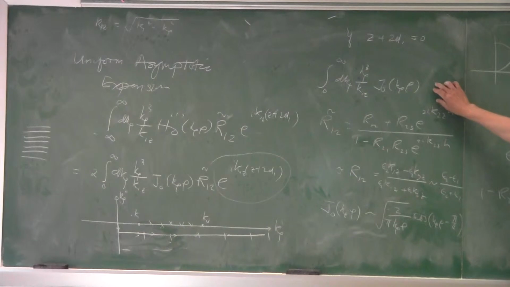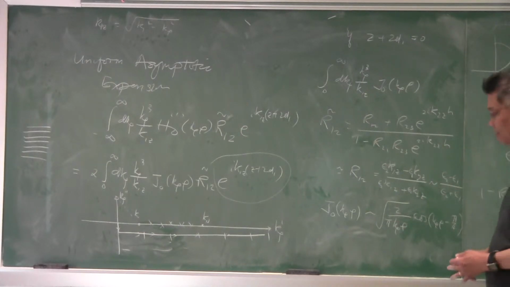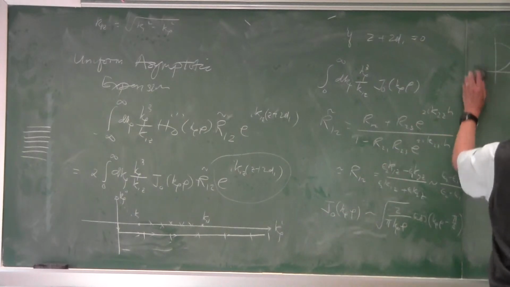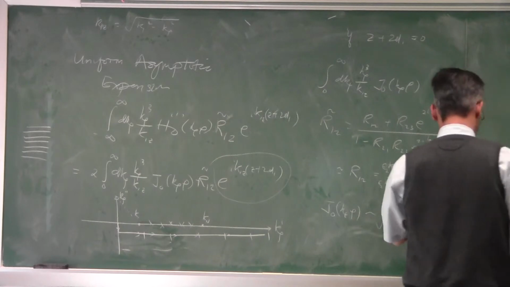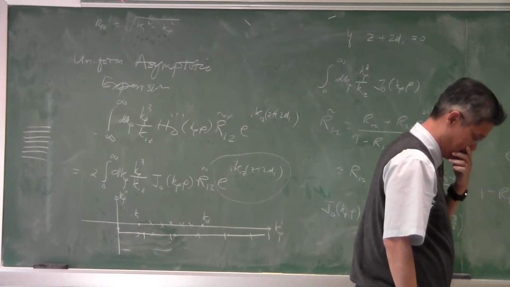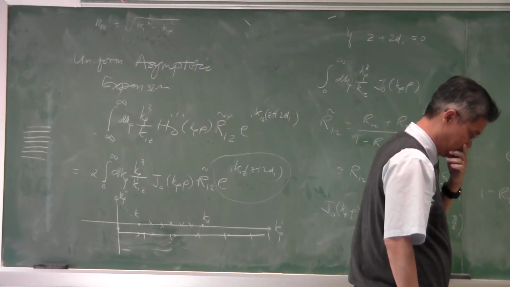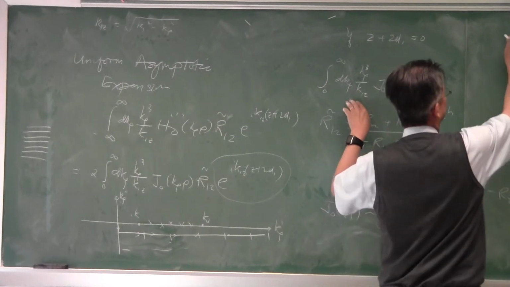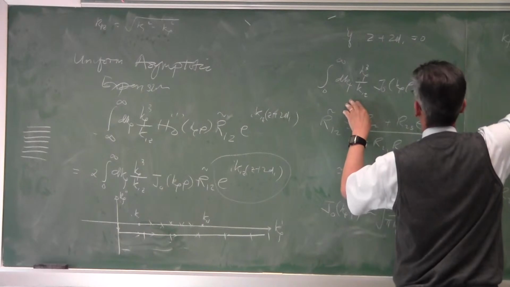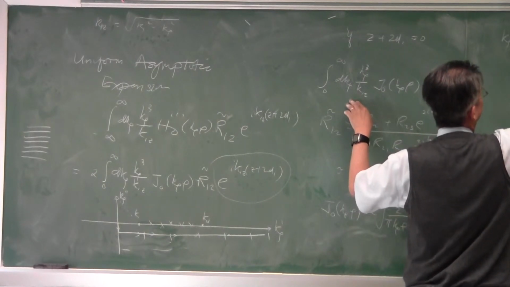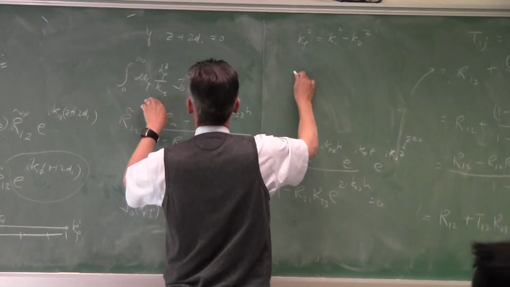Remember where this comes from? This has a closed form solution. And this came about because of what? Where did it come about? It came about because of this: k rho square is equal to k1 square minus kz square. So it comes about because of this.